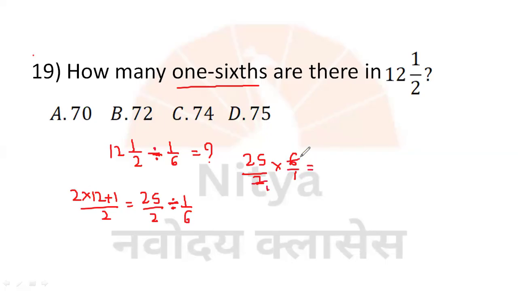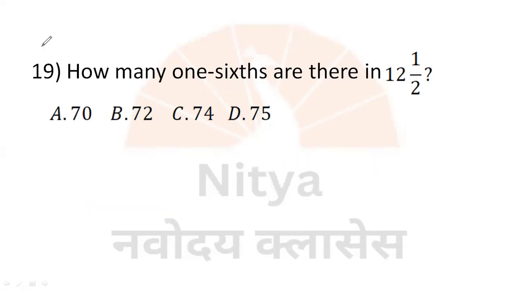So 2 ones are 2, 2 threes are 6. 25 into 3 is 75. So 75 is the answer. Option number D. How many 1/6 are there? 75. Okay. Next.